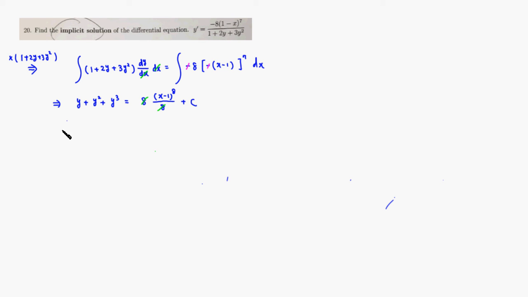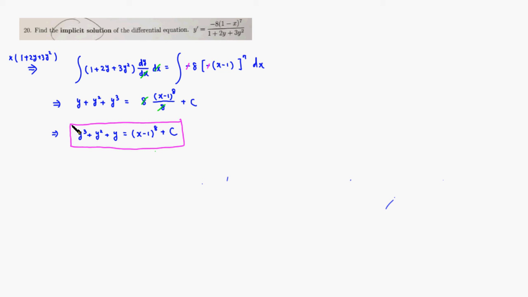So simply we just have to clean it up. I like to have y cubed first. So y cubed plus y squared plus y is equal to the quantity x minus 1 to the 8th power plus some constant c. This is the solution of the given differential equation.